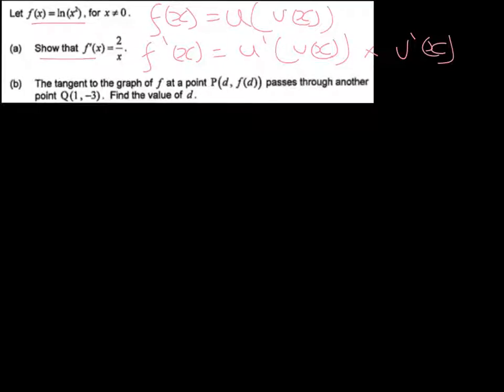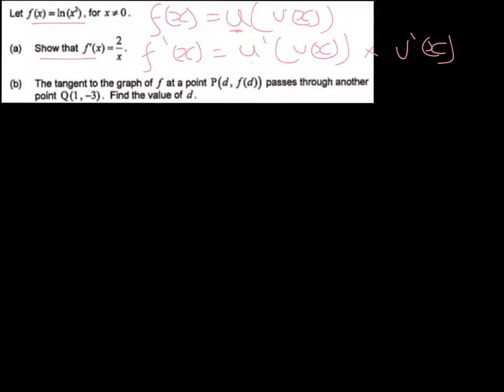So if we have a function f of x which equals u of v of x, remember that the chain rule says that the derivative f dash x will equal u dash v of x multiplied by v dash x. So in the context of this question, this first function here is the ln function itself. So what we're going to do here is find the derivative of the ln function, which we should remember is 1 over.